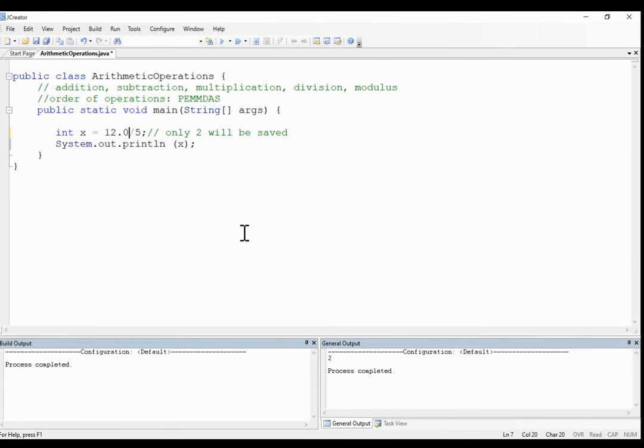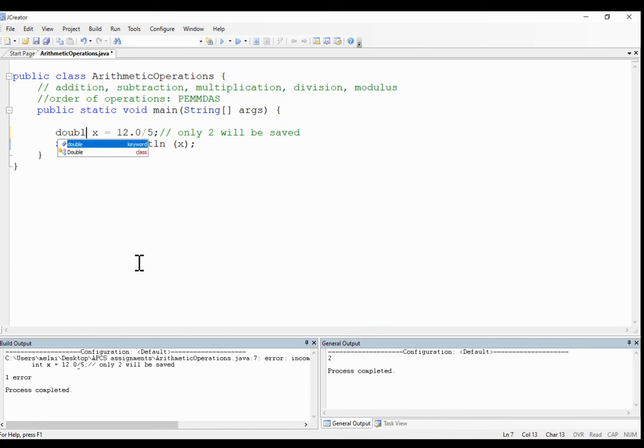Either the numerator or denominator has to be a decimal by putting .0. Okay, but the problem here, when you divide the decimal by an integer, you're going to get a decimal and you cannot save it. We talked about this. You cannot save it in an integer, so you get an error here. So try to run the program, you're going to get an error because, as I said, you cannot save a double into an integer. So you have to change to double.